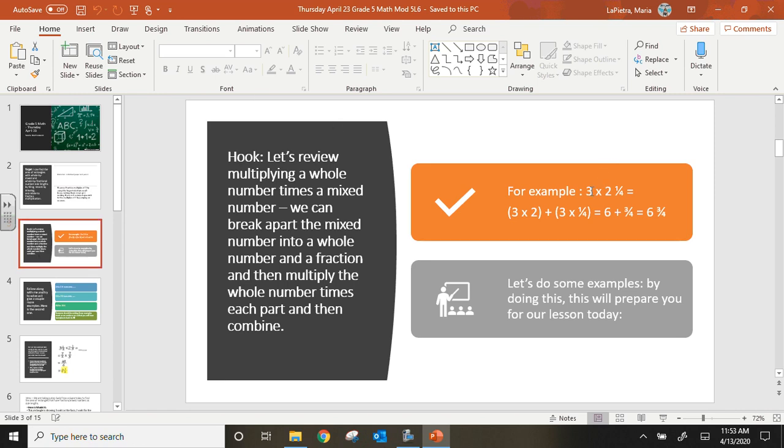For example, 3 times 2, and then you're going to multiply that 3 again with the 1/4. And then you're going to add those answers together. So you have 6, 3 times 2 gives you 6, plus what you got for 3 times 1/4, and that would be 3/4. So your total answer would be 6 3/4. So let's do some examples. By doing this, this is going to prepare you for our lesson today.